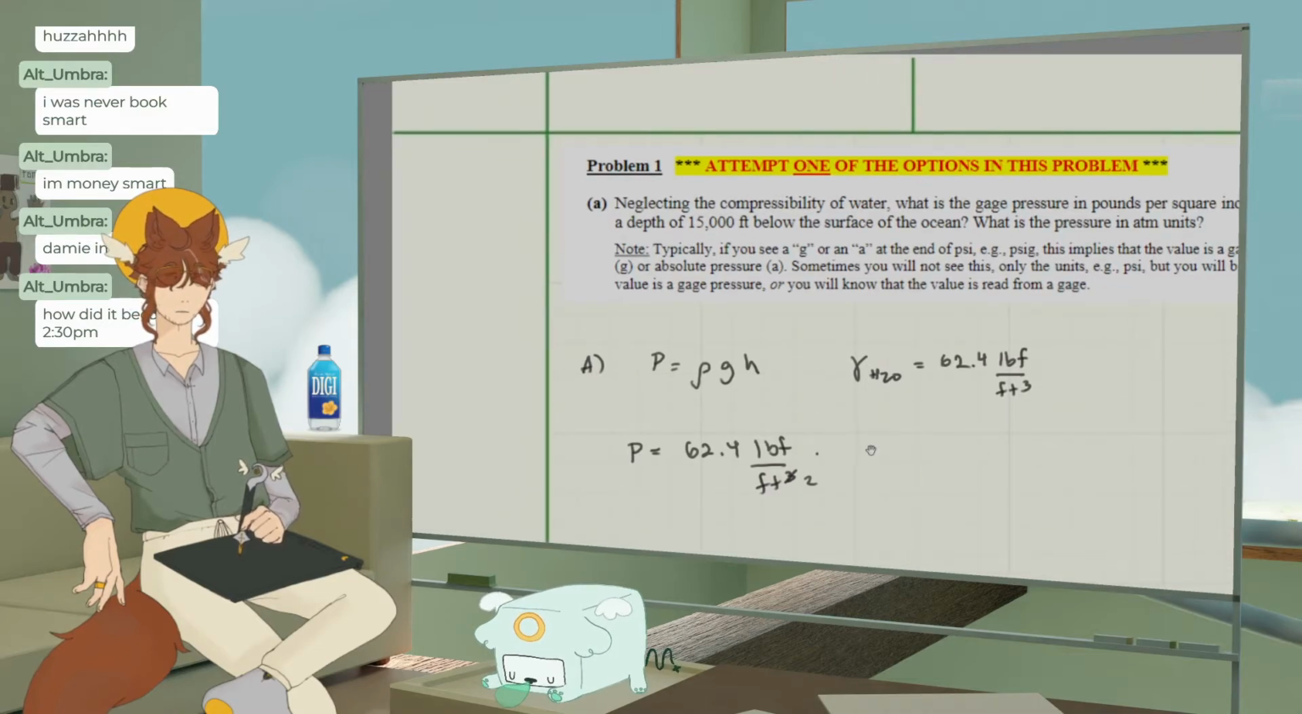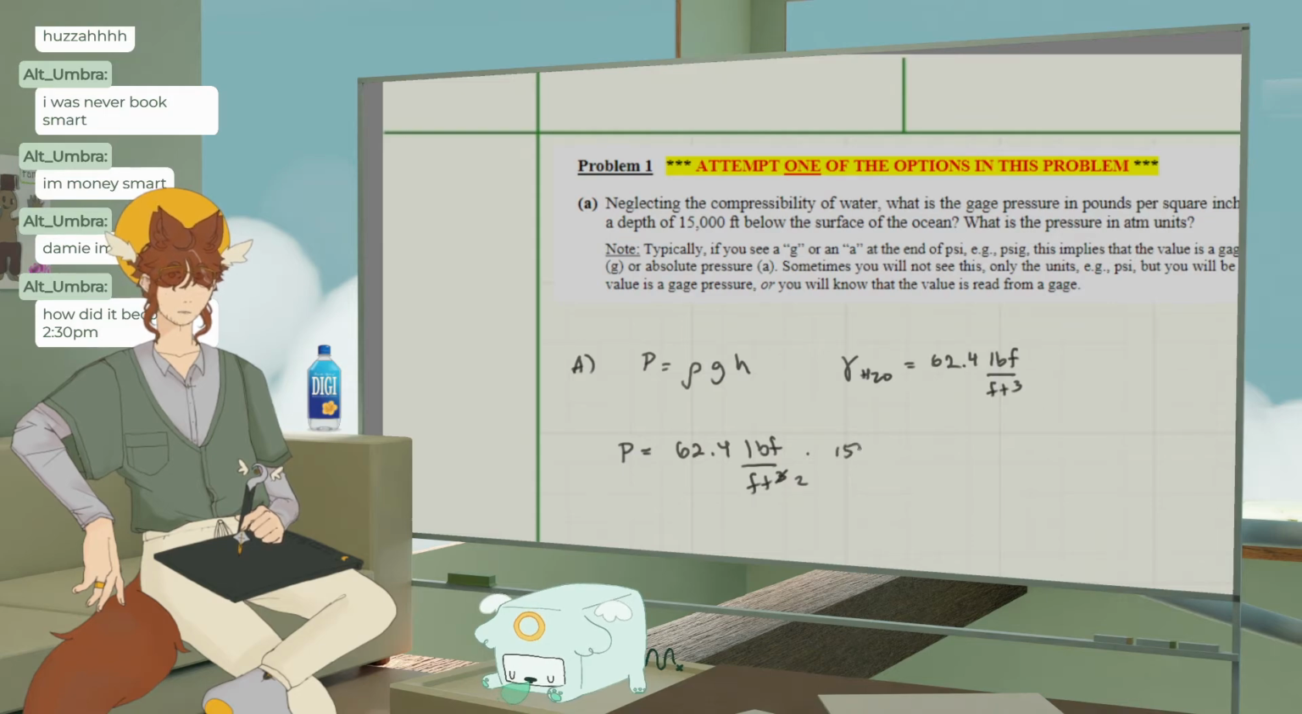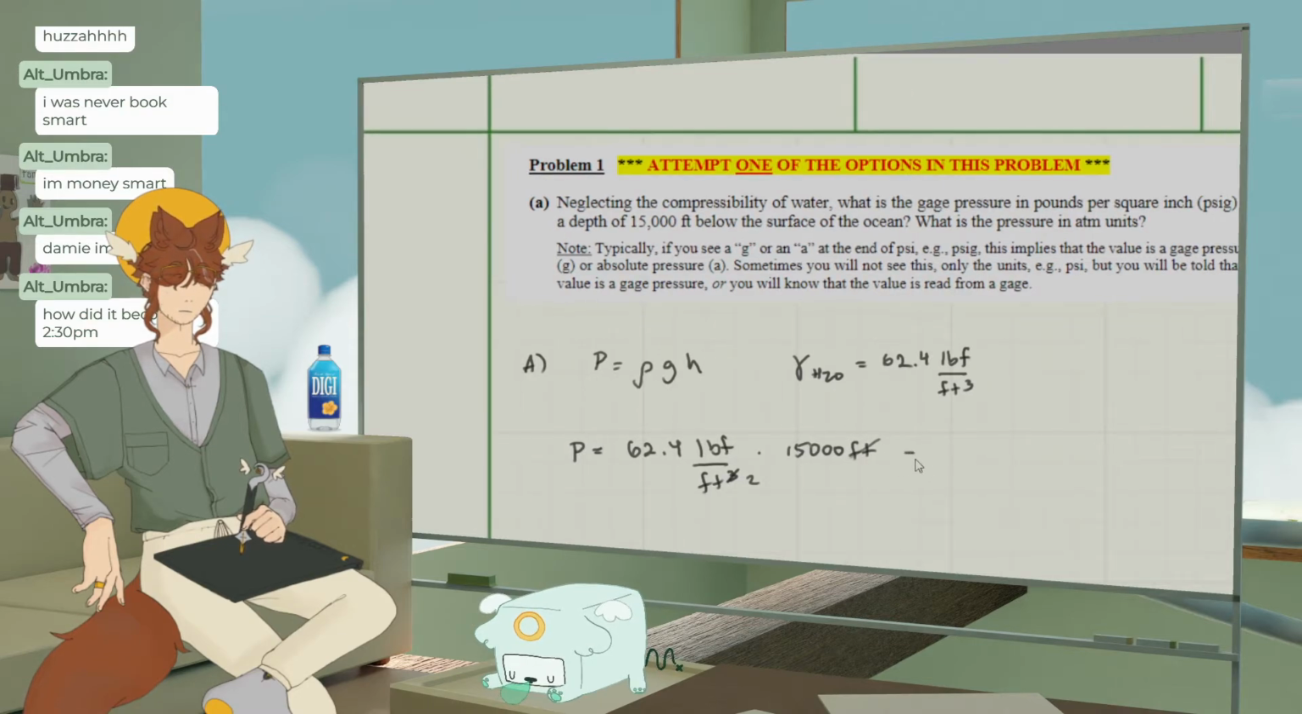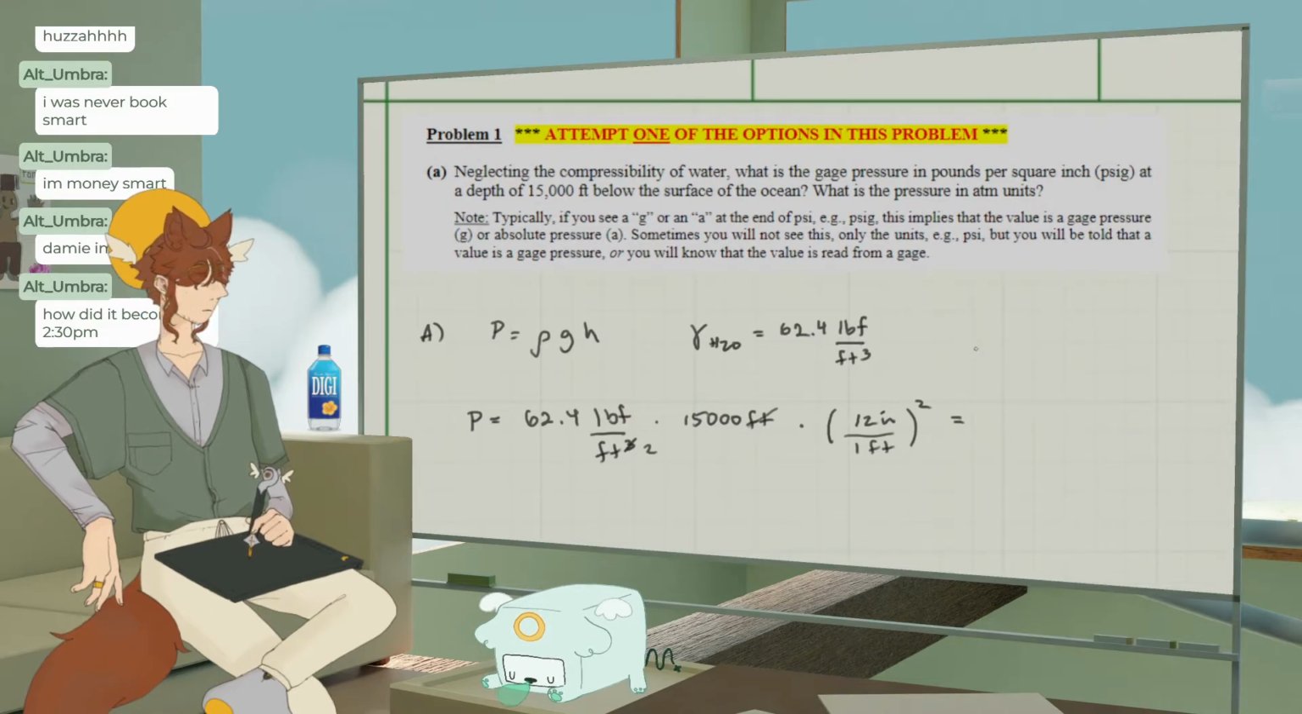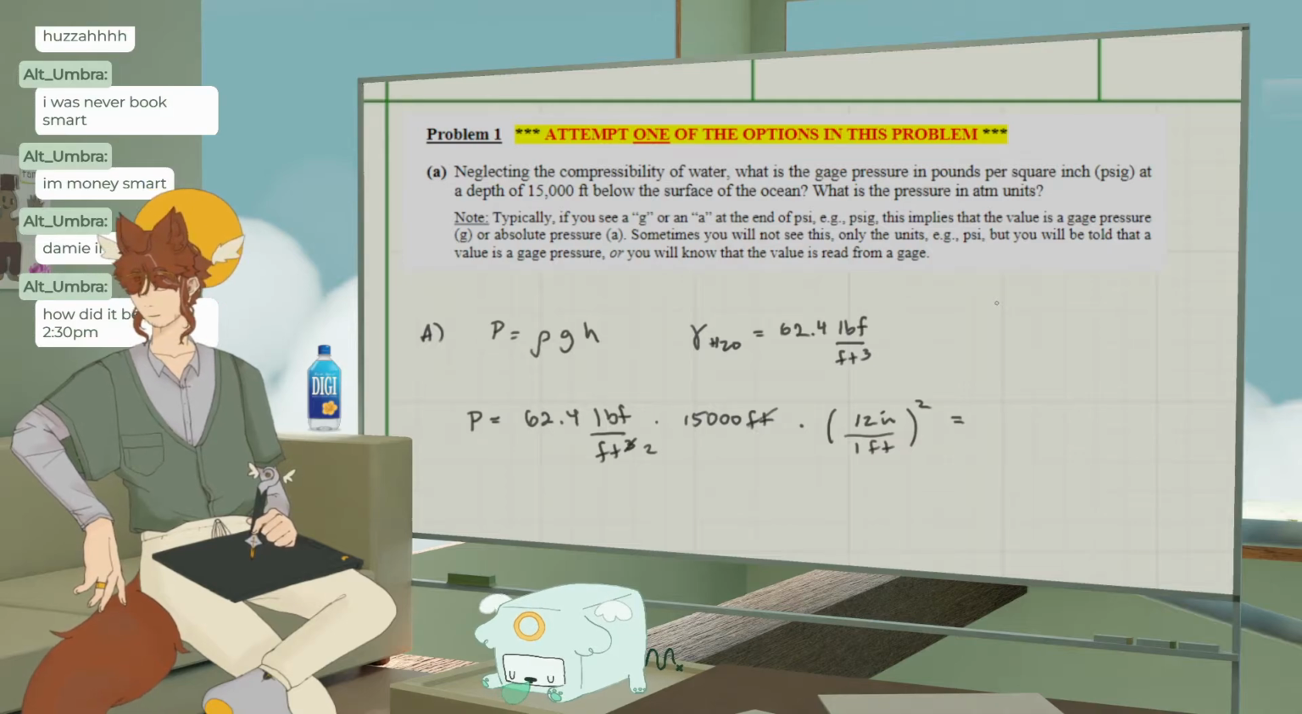Okay, so we got pounds force and then times the height, which is 15,000 feet. That goes away, and then times 12 inches over 1 foot, squared. Just a unit conversion thing, but it's just the basis of pressure, so it's a good thing to check.